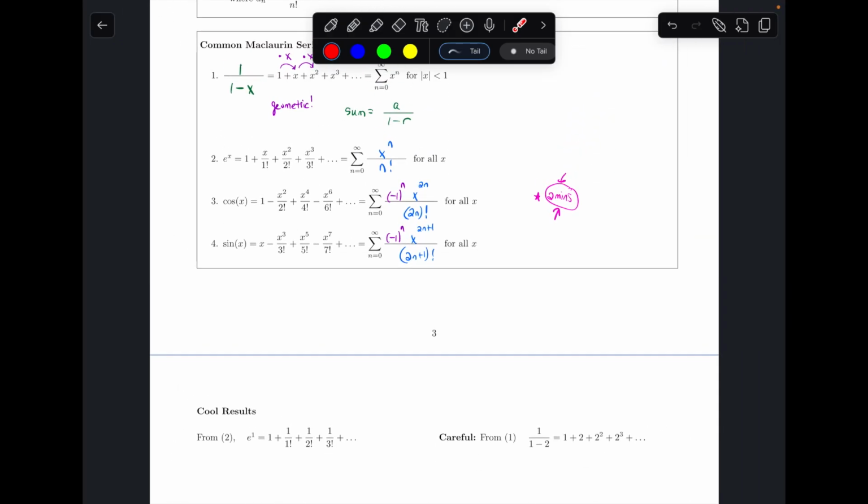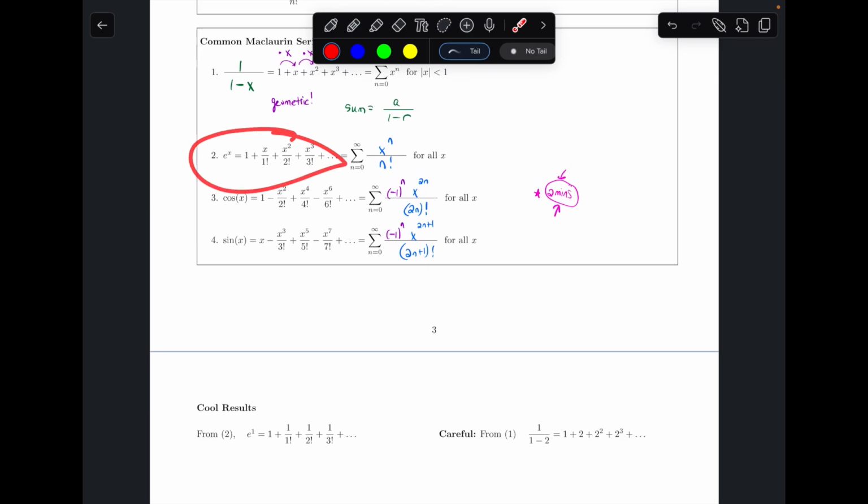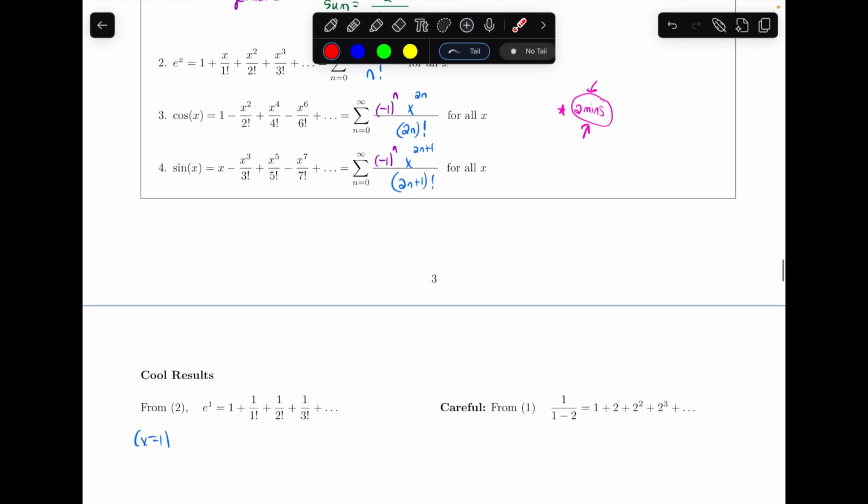If I know what the x values are where this works, I can plug in one of those x values. So in the second equation, if I were to plug in, let's say, x equals 1, on the left-hand side, I just get e to the 1, which is e. On the right-hand side, I will get this sum of the reciprocals of the factorials. So somehow, weirdly, this whole thing just equals e.